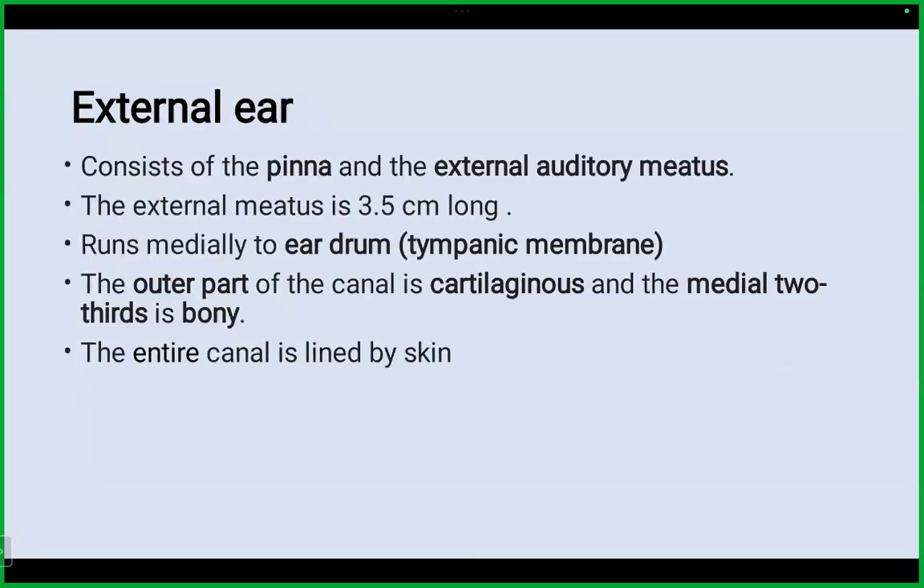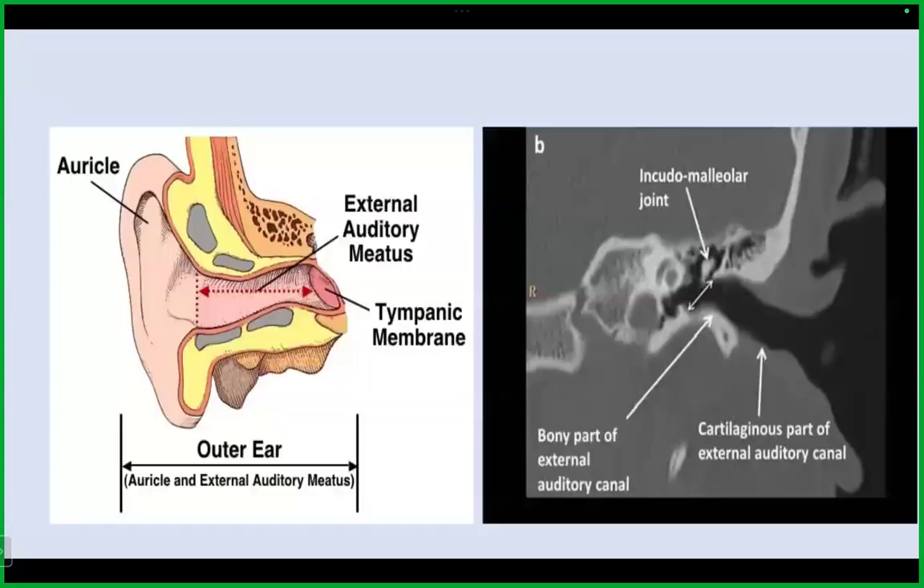External ear consists of the pinna and the external auditory meatus. The external meatus is 3.5 cm long, runs medially to the eardrum, the tympanic membrane. The outer part of the canal is cartilaginous and the medial two-thirds is bony. The entire canal is lined by skin. This is a CT with a diagram showing the external auditory meatus, the auricle, and the tympanic membrane.